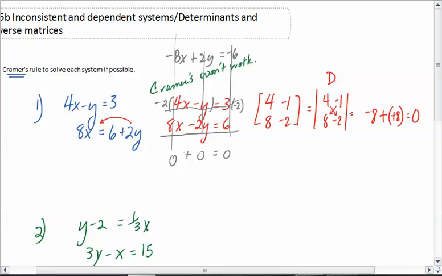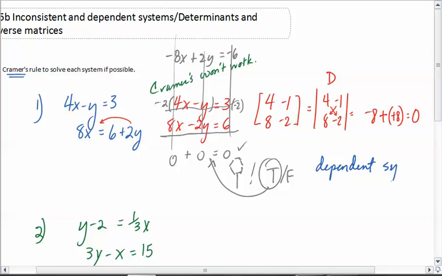Now, as we've seen in previous videos, I've always said when you're trying to solve a system and the variables disappear, you need to stop immediately and ask the question, is that sentence that I'm looking at right here a true or false sentence? Well, it's obviously true. 0 does equal 0. That means that this system, because it's true, it's the same line. It's a dependent system. Now, what does that mean visually? It just means they're the same lines.